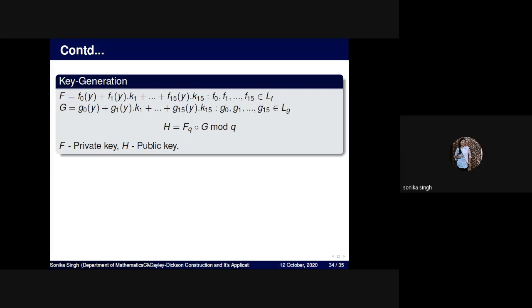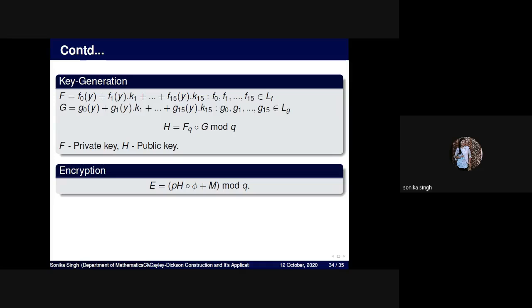This is a mathematical model for the STRU crypto system. For generating keys, we can generate 2 sedenions, F and G. As we know, each sedenion has 1 real term and 15 imaginary terms, and these F0, F1, up to F15 are from the parameter sets. So we can generate 2 random sedenions, F and G. We compute the product of FQ of G mod Q, and we name it capital H, and we set F as the private key and H as the public key.